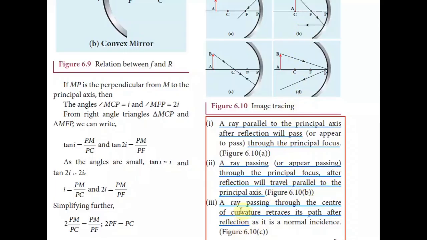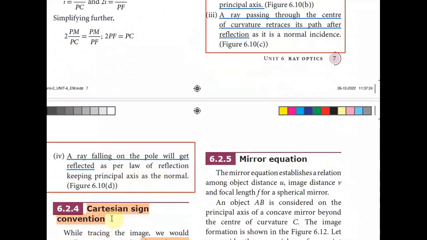In the third case, a ray passing through the center of curvature C, that is here, retraces its path after reflection, as it is a normal incidence. Then in the fourth case, a ray which falls on the pole of the mirror will get reflected as per the law of reflection, keeping the principal axis as the normal. So these are the things that you should remember.